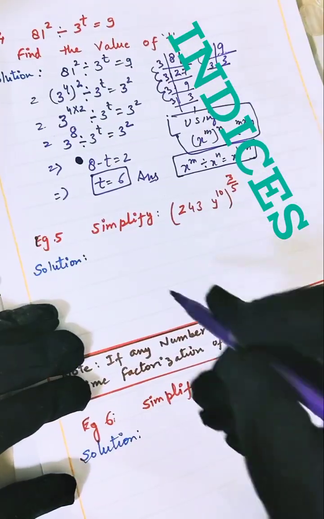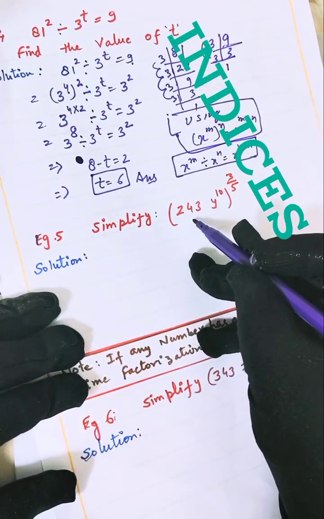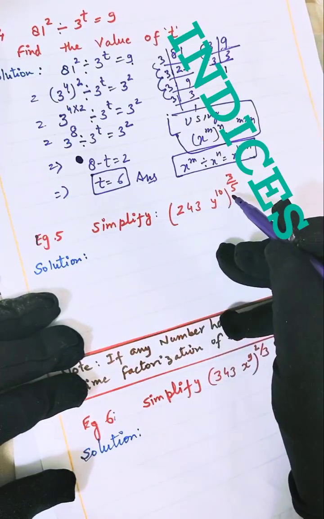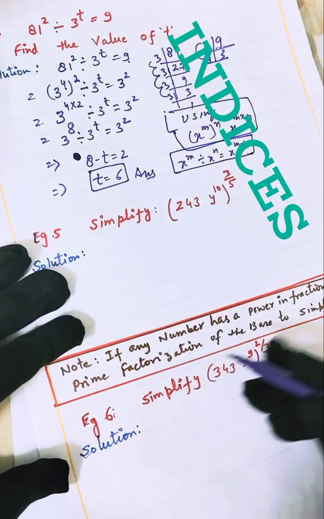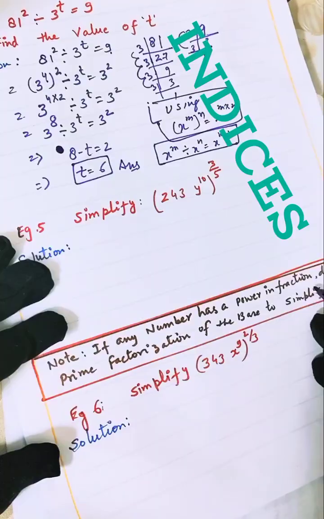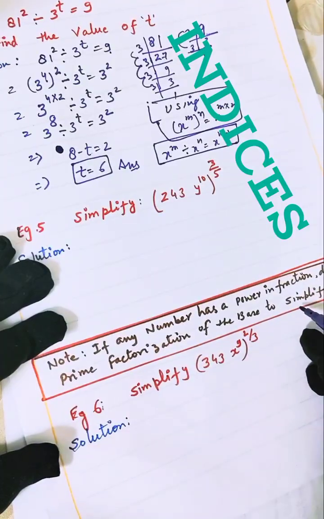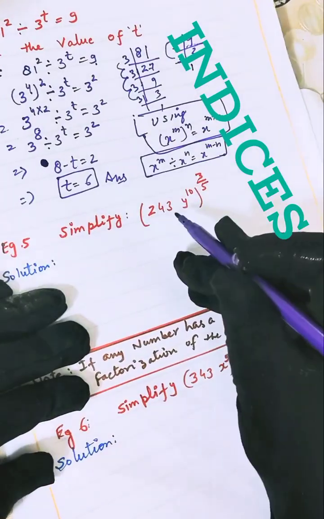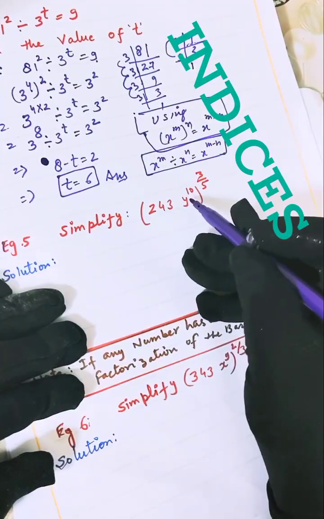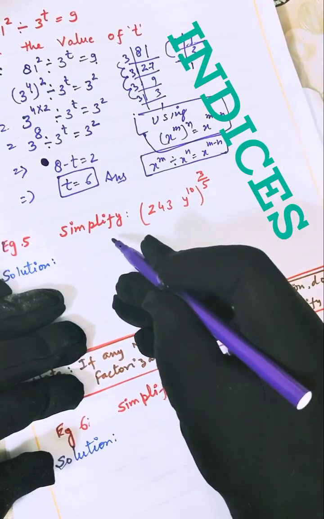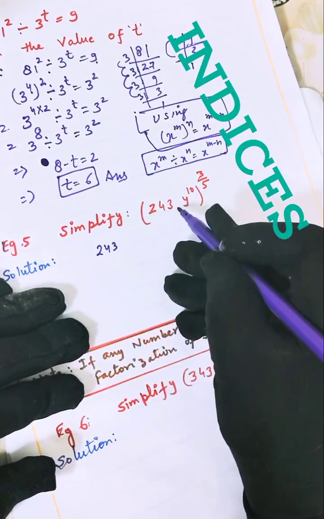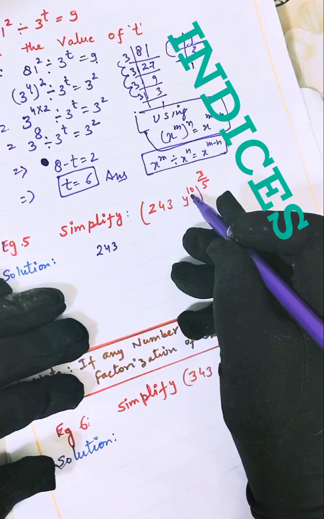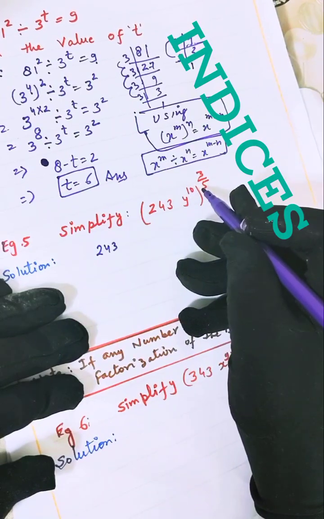Guys, another question: simplify (243 y^10) whole power 3/5. In this type of question, if any number has a power in fraction, do prime factorization of the base to simplify. First of all, we will use the formula of the power law. So it is (243 y^10) whole power 3/5.